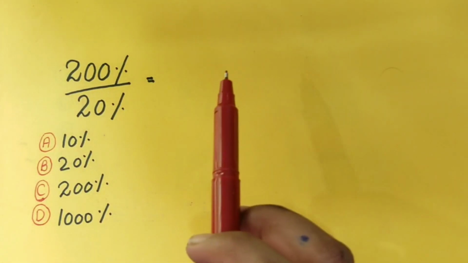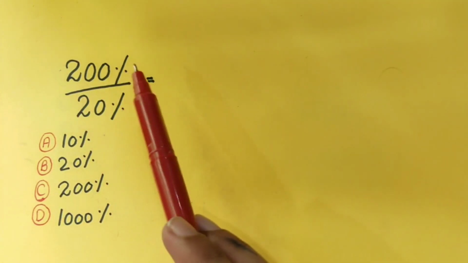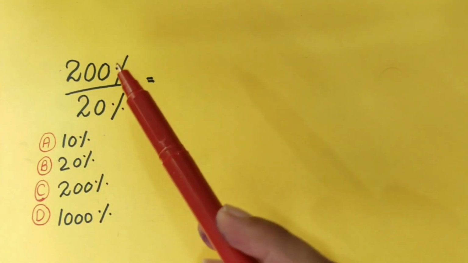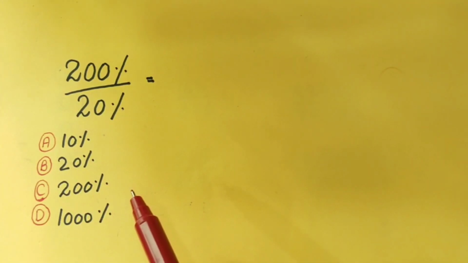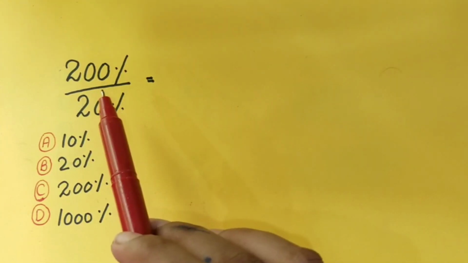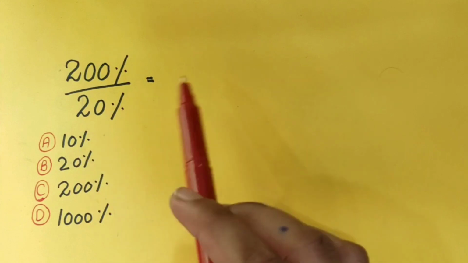This is a very simple percentage problem. 200% over 20%, which we have to solve, is 10%, 20%, 200%, or 1000%. This is a very easy question. 200% over 20%, so 10% is not right.